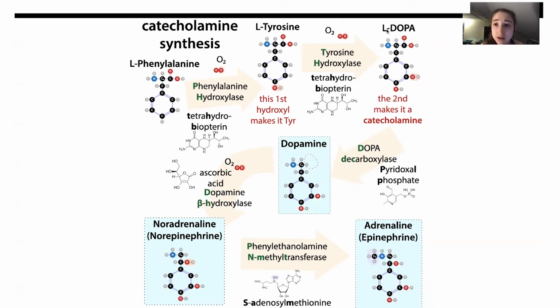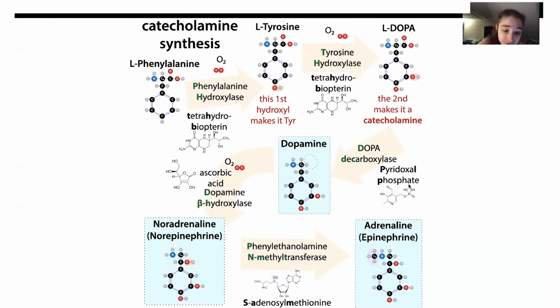So now it's no longer going to be an amino acid, but it still has that amino group, so it can still be a catecholamine. And this decarboxylase is going to use a cofactor too. It's going to use a cofactor called pyridoxal phosphate. You'll see this PLP in a lot of places in biochemistry.